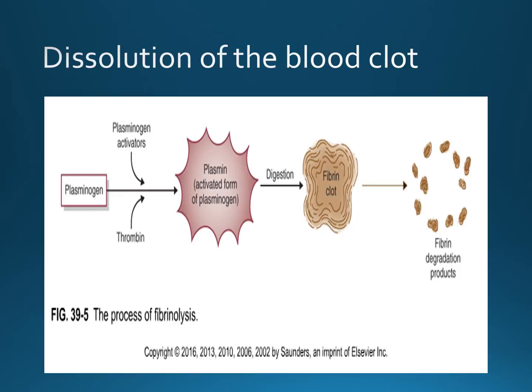Picture in your textbook on page 790 that shows the formation of the fibrin degradation products, but it doesn't include the D-dimer products. It just shows you a little visual of what is going on in the process of breaking down a blood clot.